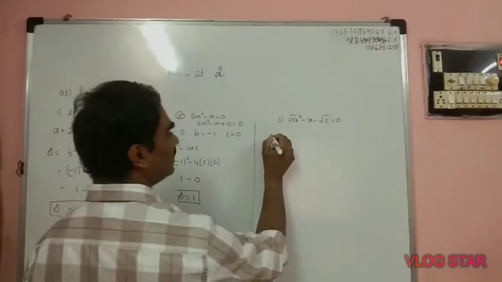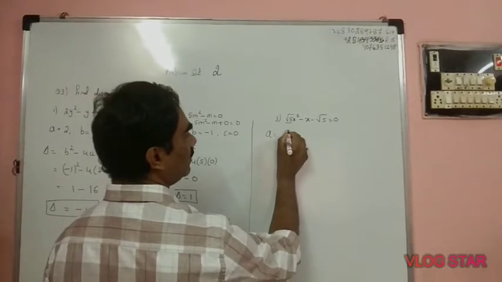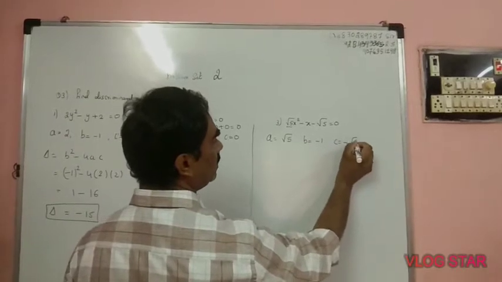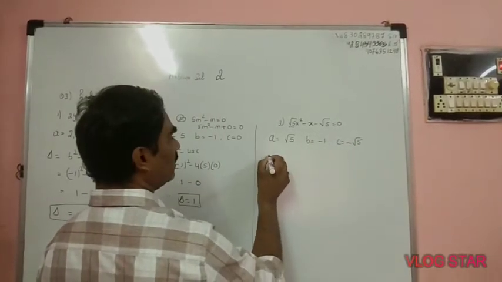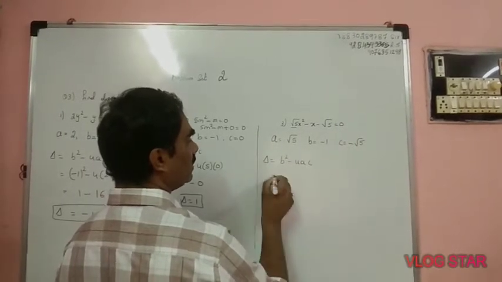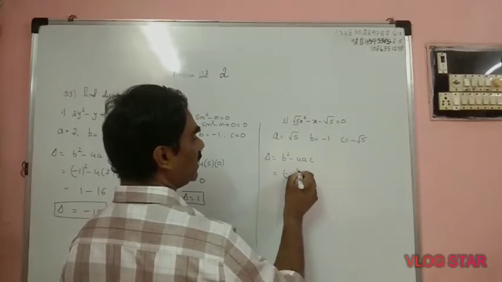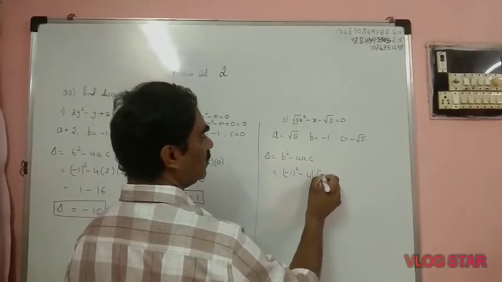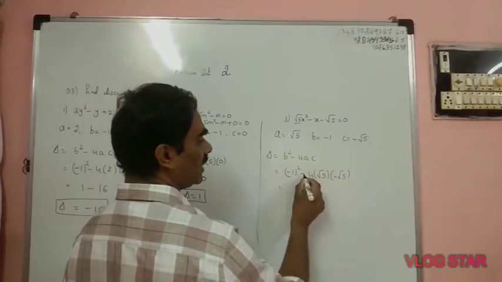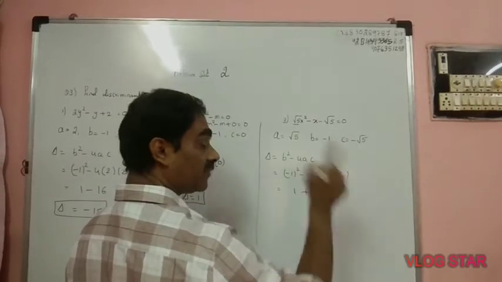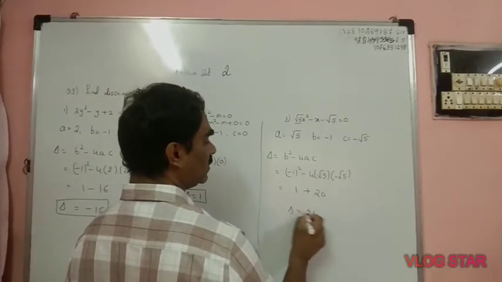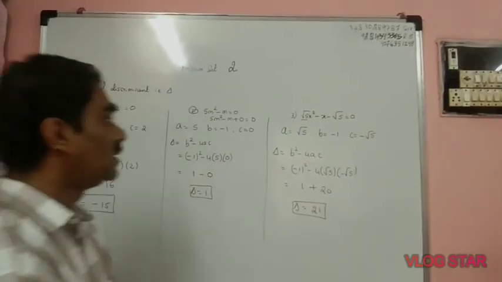Third sum. Third sum क्या है? A is what? Root 5. B is what? Minus 1. C is what? Minus root 5. Right? So now find delta. Formula क्या? b square minus 4ac. b क्या है? Minus 1 square, 4. a की वैल्यू क्या है? Root 5 और c की वैल्यू क्या है? Minus root 5. 1 का square 1 minus, plus root 5 into root 5 is 5, 5 4s are 20. Therefore, discriminant delta is equal to what? Minus 21.